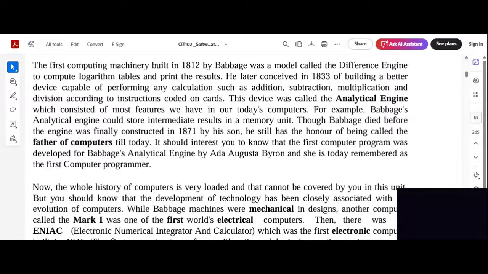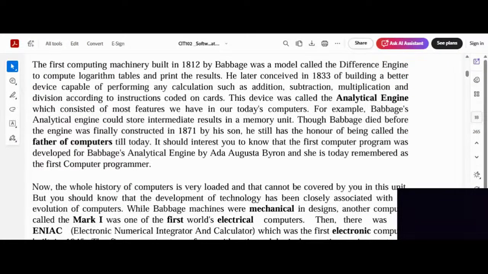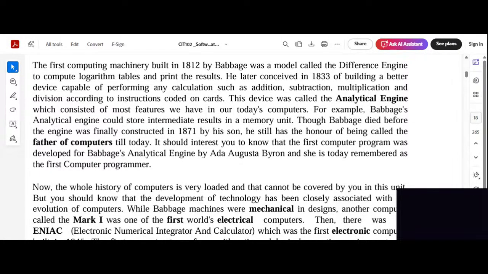Though Babbage died before the engine was finally constructed in 1871 by his son, he still has the honor of being called the father of computers till today. So, we will say that Charles Babbage has been accredited with the title father of computers. When we talk about the father of computers, we're talking about Charles Babbage. Charles Babbage is the man with that title, in case you find that in the exam.